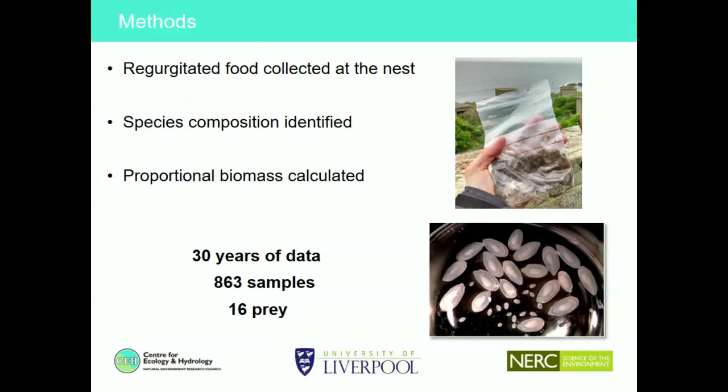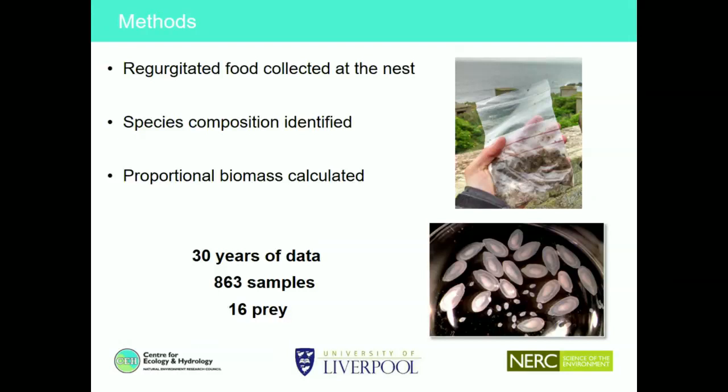We collect their vomit in a bag, and that's my hand with a nice bag of sick. Then from that, we can take it to the lab and look at the otoliths, which are these small little ear bones. We can work out the species composition of each sample and work out the proportional biomass of each prey type. And I've got 30 years of data, 863 samples, and overall 16 different prey types identified.